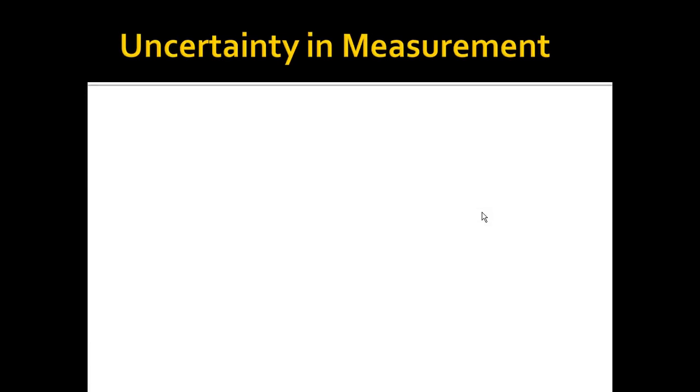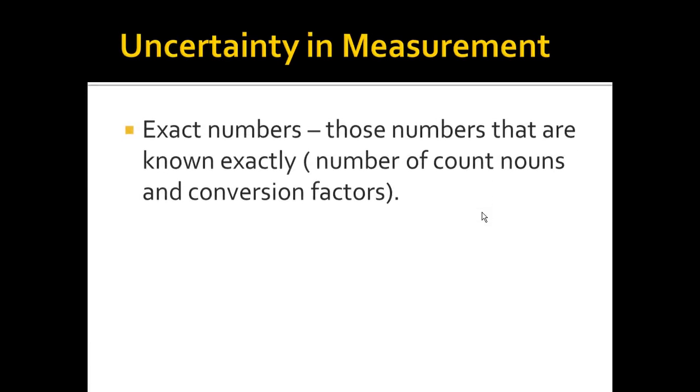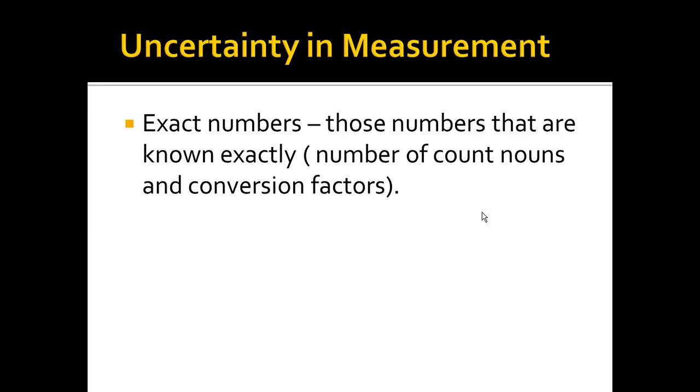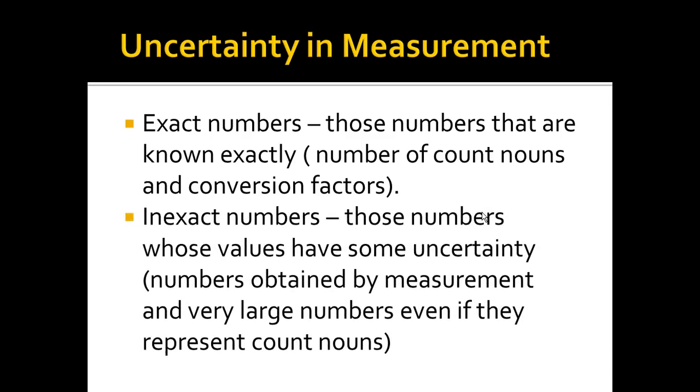Okay, so next would be uncertainty in measurements. Let us first define what are exact numbers. Exact numbers are those numbers that are known exactly. Example, the count of nouns and conversion factors. Inexact numbers, on the other hand, are those numbers whose values have some uncertainty. These are numbers obtained by measurements and very large numbers, even if they represent count nouns.